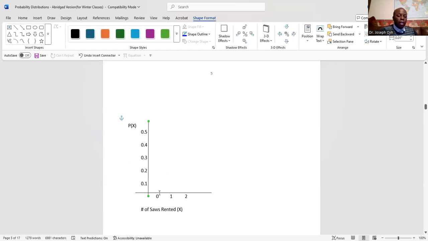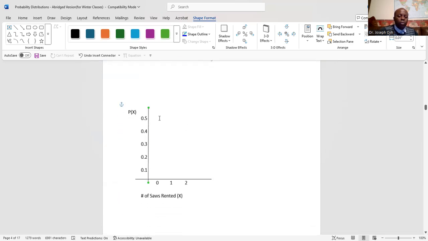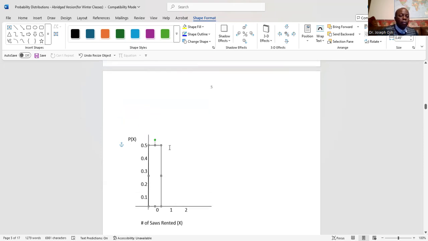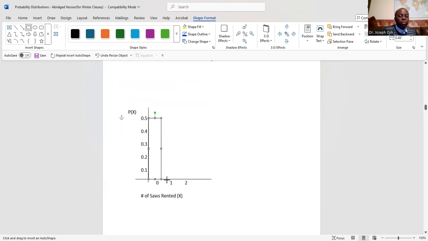Now for 0, you have 0.5, so you have to draw it all the way up to 0.5. Yes, for 0 it is 0.5. And for 1 it is 0.33. 0.33 should be around here.